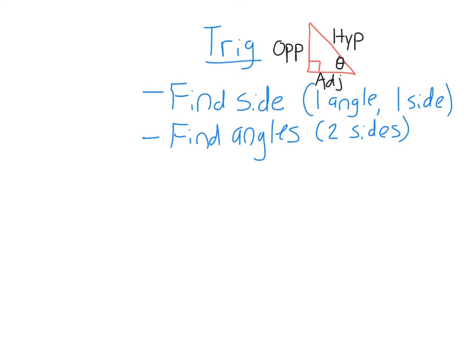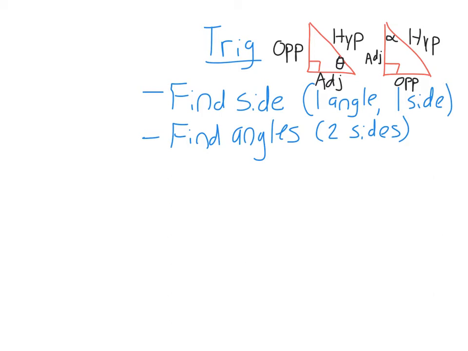Now, it depends on the reference angle that you're being given. If I drew another right-angled triangle here, and this time I labeled the angle alpha, the hypotenuse is the same. It doesn't change, always facing the right angle. But now this side would be opposite angle alpha, and this side would be adjacent because it's next to it. So make sure that you can label the sides correctly.